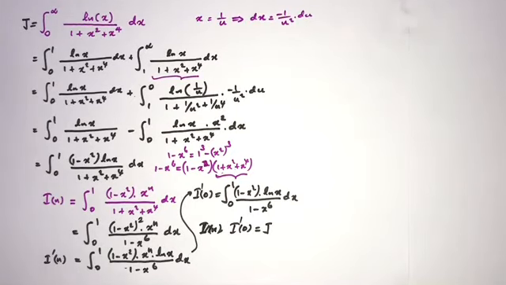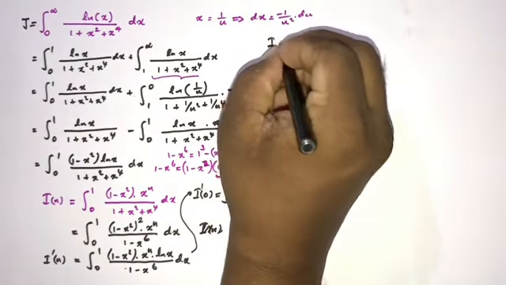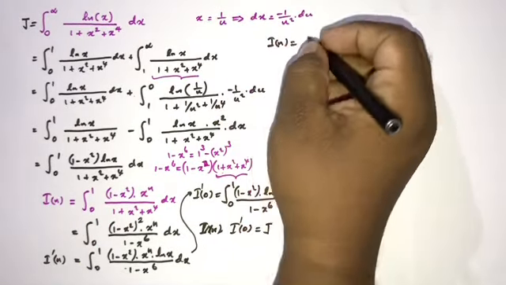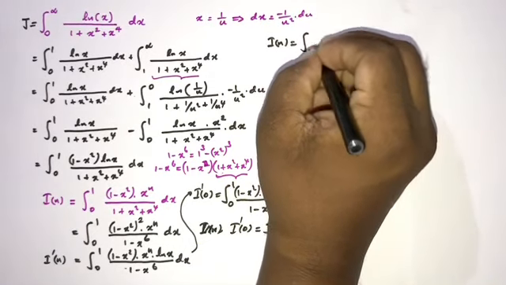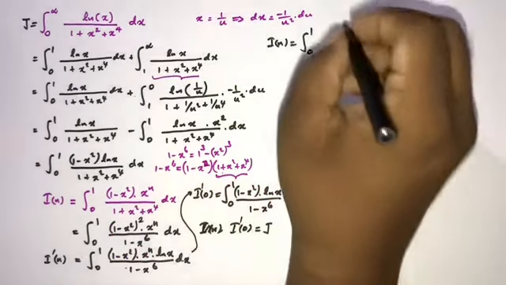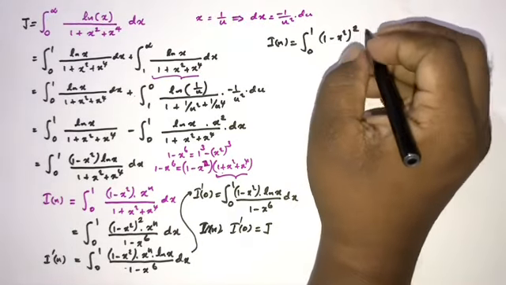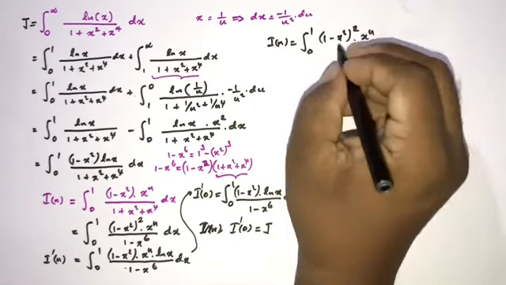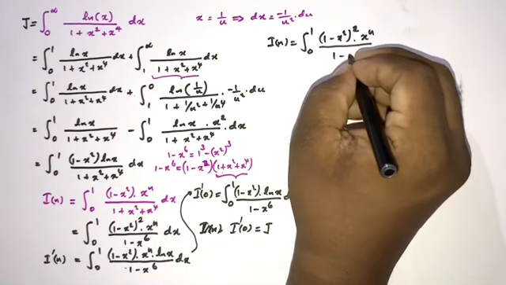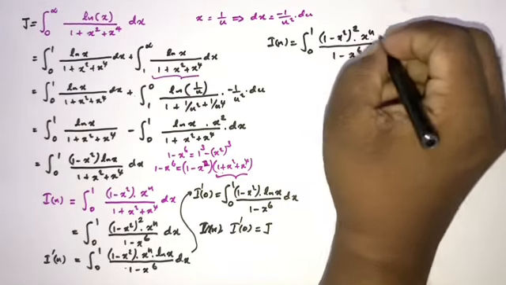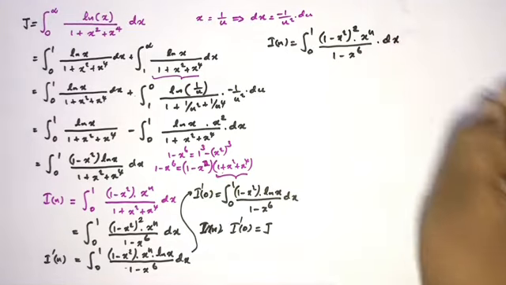Okay, now I'm going to take I of n. So we know I of n is equal to the integral from 0 to 1 of (1 minus x squared) raised to the 2 power times x to the n over 1 minus x to the 6th power dx.